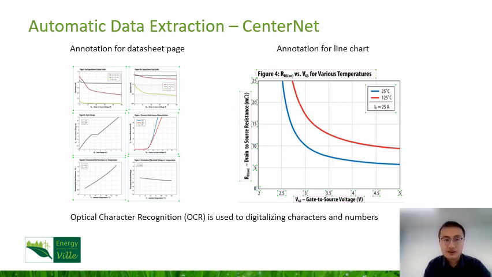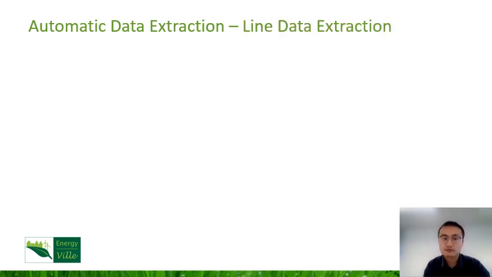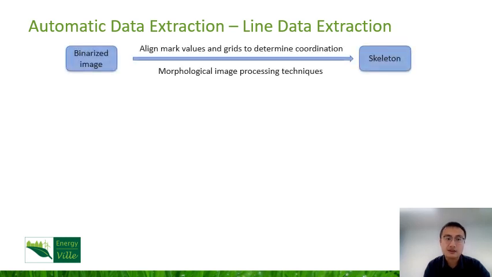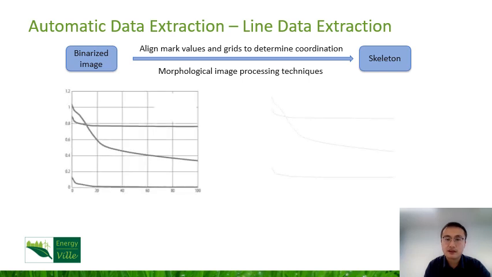With all this information, finally, the last step is to extract the data lines in figures. Before digitalizing data from a line chart, it is necessary to specify the coordinate information. To do that, I need to binarize the figure and delete the title, legends, and label area. And then I will detect the vertical and horizontal lines and align them to the mark values. By the way, the mark values are obtained by OCR as well.